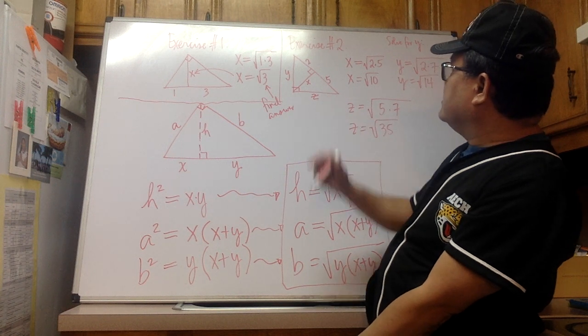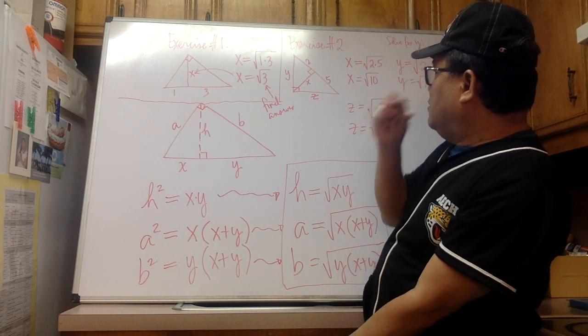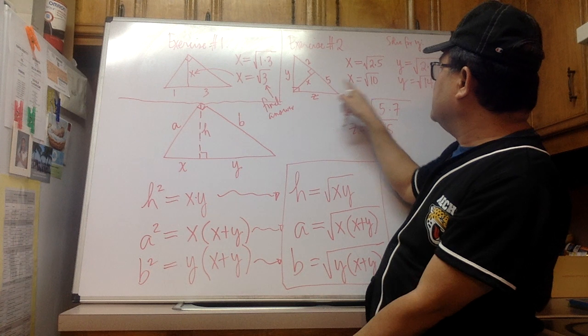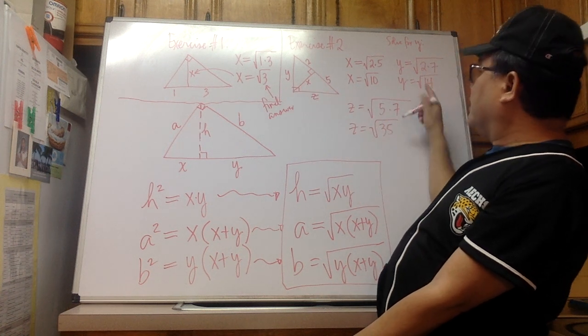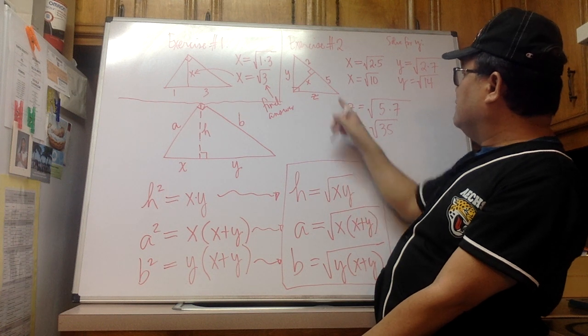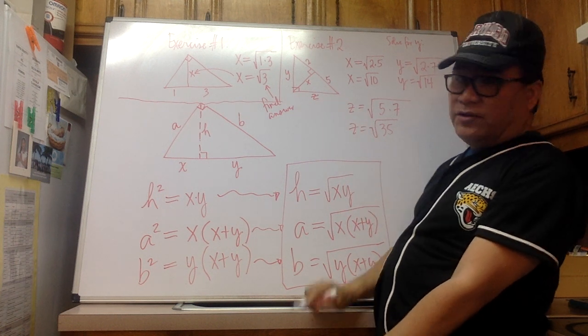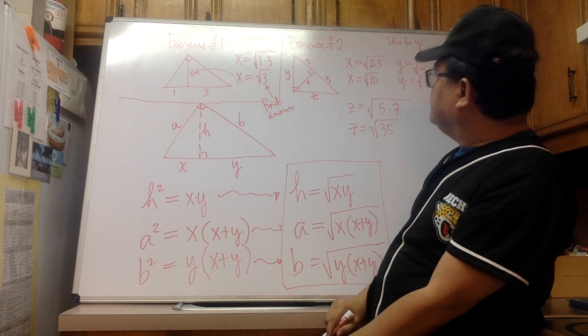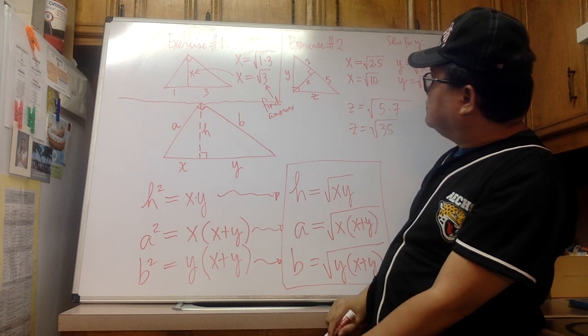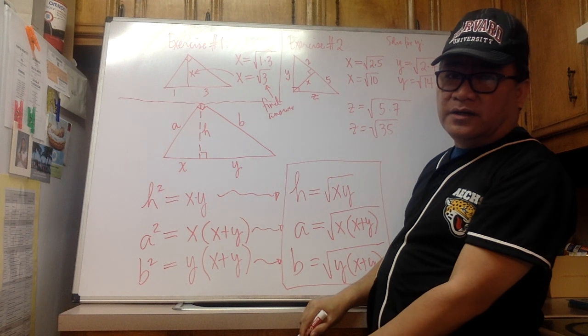So for exercise number 2, the value of x is square root of 10. The value of y is square root of 14. And the value of z is square root of 35. Any questions so far?